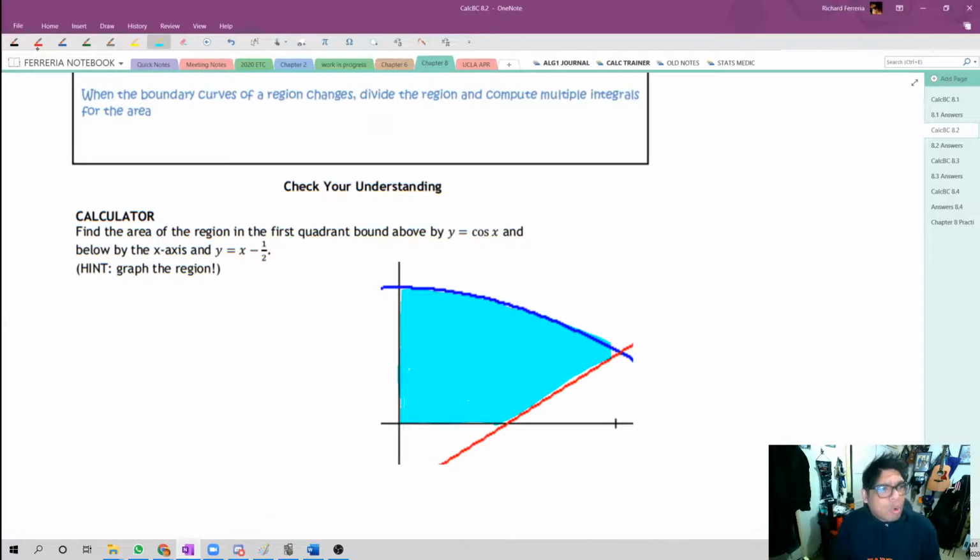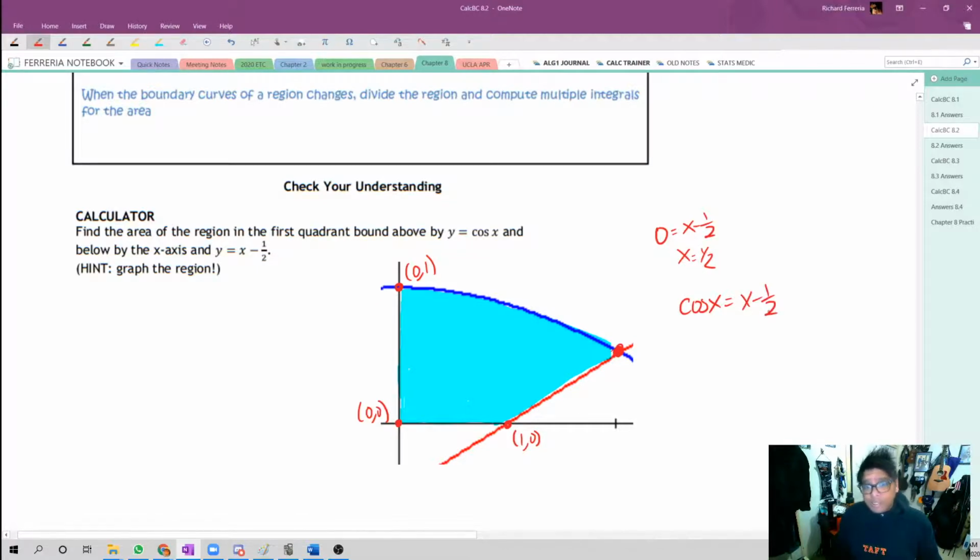Now, a few of these corners are pretty easy to know. This one right over here, that is 0, 0, of course. This one over here, if we know anything about the cosine curve, we know that that is 0, 1. And this over here is a little bit more difficult, but that's when the linear function is equal to 0. So when is 0 equal to x minus 1/2? Of course, that's at x equals 1/2. So that's 1/2 comma 0. And the last one over here, that's going to be when cosine x is equal to x minus 1/2.